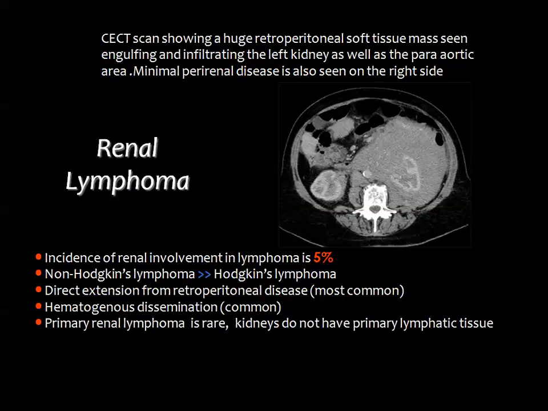Then the renal lymphoma is in the incidence of 5%, and then of course non-Hodgkin lymphoma is more common than Hodgkin disease, and the origin of renal lymphoma is usually the sequelae of direct extension from retroperitoneal disease, but also hematogenous dissemination can occur. And you know that the primary lymphoma is rare, since the kidneys do not have primary lymphatic tissue.